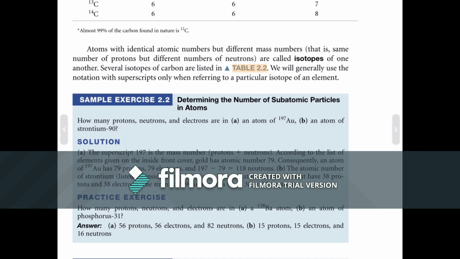Atoms with identical atomic numbers but different mass numbers, that is, the same number of protons but different numbers of neutrons, are called isotopes of one another. Several isotopes of carbon are listed in Table 2.2. We will generally use the notation with superscripts only when referring to a particular isotope of an element. Some isotopes of carbon. Carbon's isotopes include carbon-11, carbon-12, carbon-13, and carbon-14.